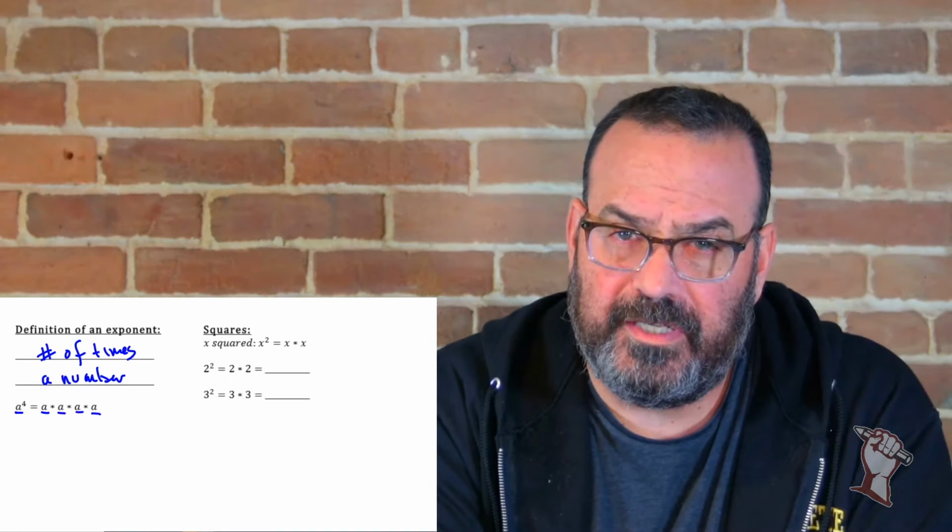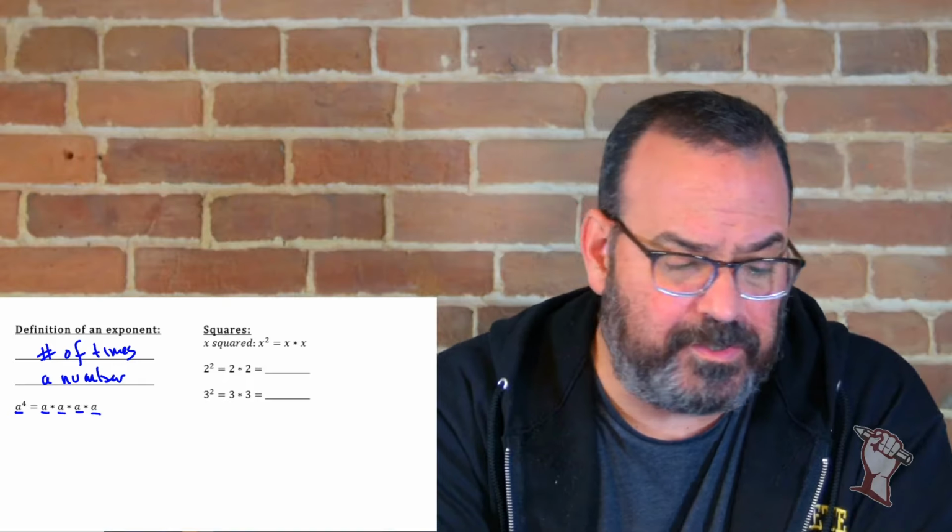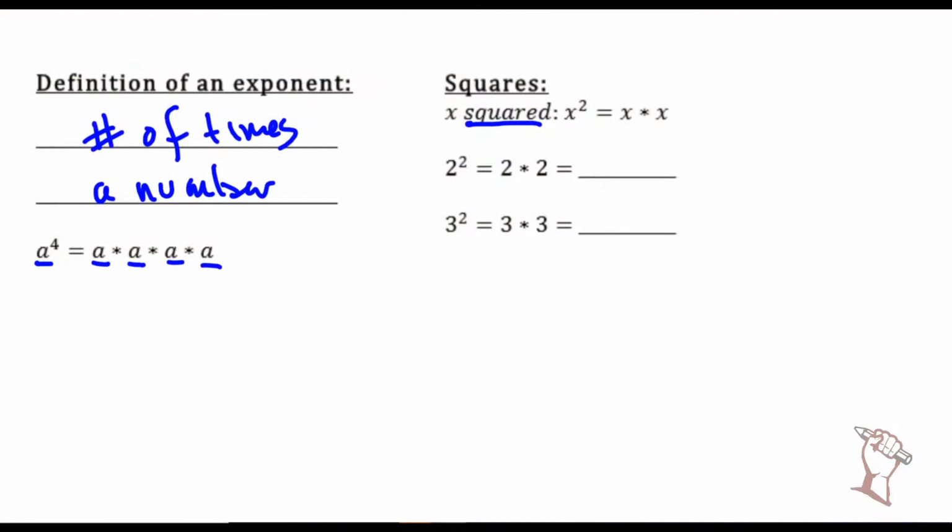The ones that you need to know that are words are squared and cubed. X squared is x times x. 2 squared is 2 times 2, which is 4. 3 squared is 3 times 3, which is 9.